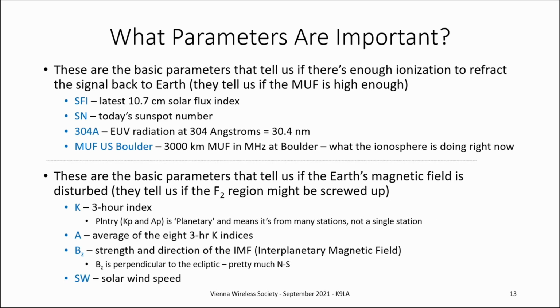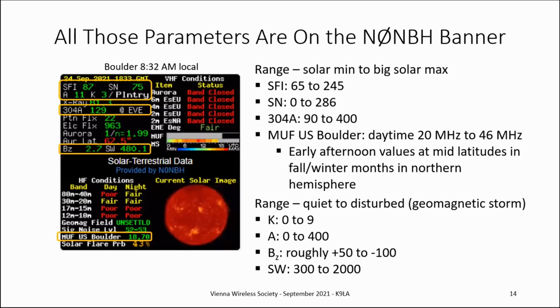SW is the solar wind speed. How fast is the solar wind coming at the Earth, which distorts the magnetic field? So here's the N0NBH banner. It's on the left there. And it has all 8 of those parameters that I just talked about, and they're in the golden boxes.